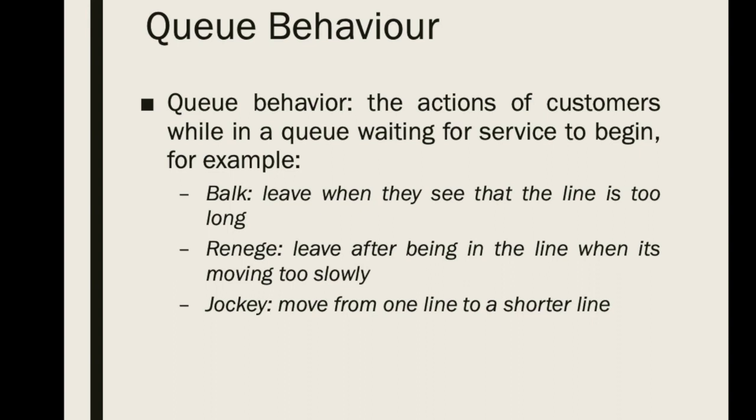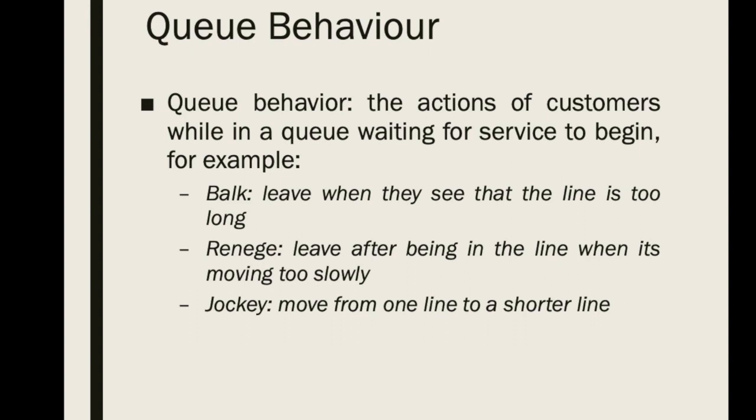So a customer comes, joins the queue, waits for some time, and then sees that the queue is moving very slowly and it will be too late for him or her to get the service. So after joining the queue, they leave the system after a certain time. They leave the queue after a certain time. This is called reneging.